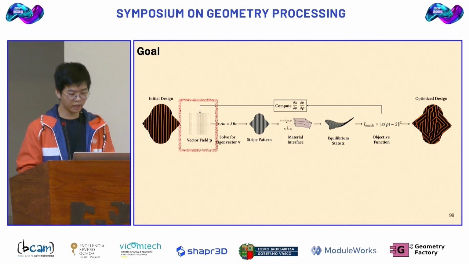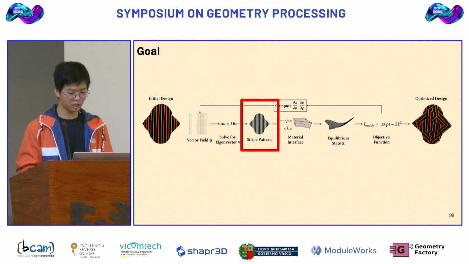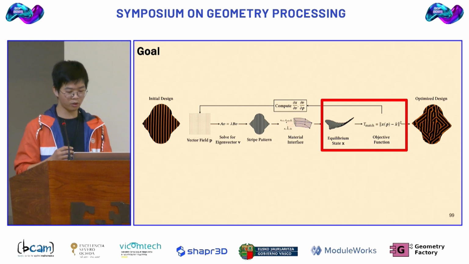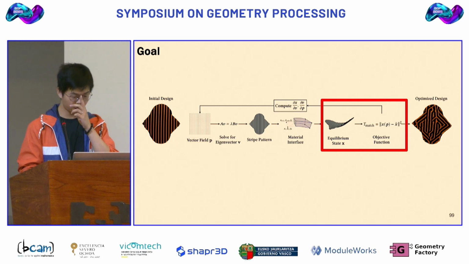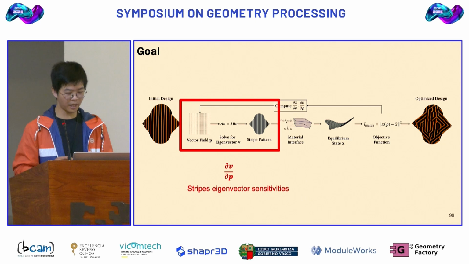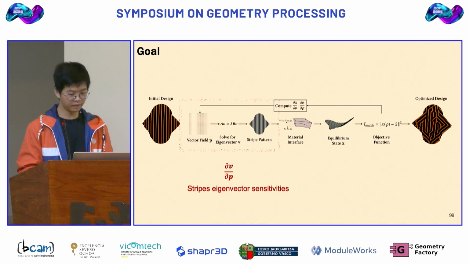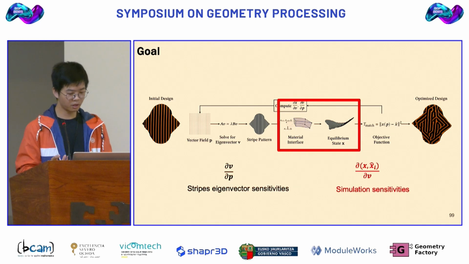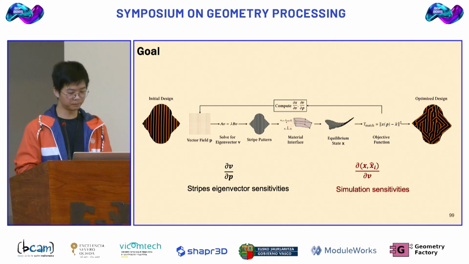For each iteration, given a candidate vector field, we can first synthesize a stripe pattern design and evaluate its performance against an objective target through numerical simulation. And this simulation problem requires the computation of gradients, and most importantly, the derivative of the stripe pattern design with respect to the design parameters, and the derivatives of the predicted equilibrium states obtained through physical simulation with respect to the stripe pattern.